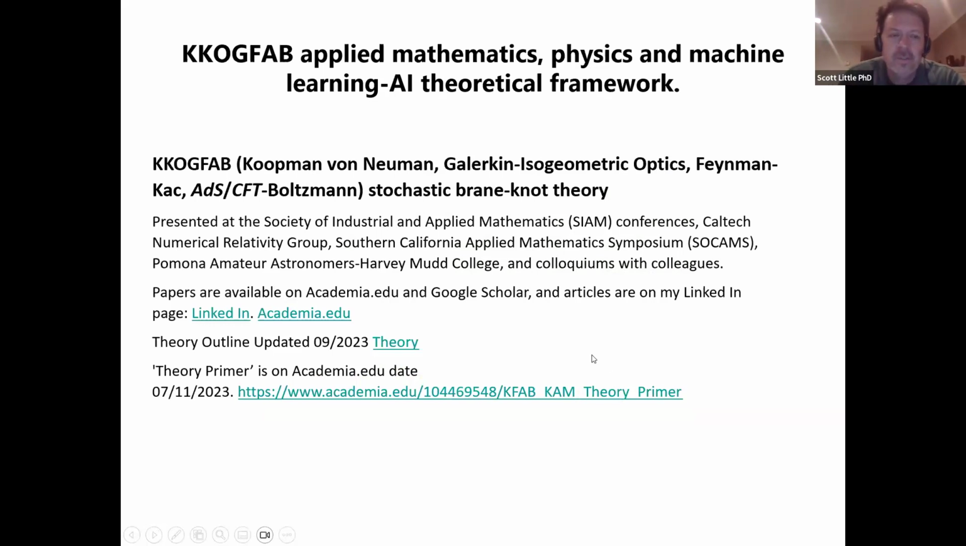So what I call CogFab, I just abbreviate it, is a mathematics, physics, and machine learning theoretical framework. And what does CogFab stand for? It's Koopman, von Neumann, Galerkin, isogeometric optics, Feynman-Kac, and AdS/CFT Boltzmann stochastic brain knot theory. I know it's a total mouthful. That's a word salad, but it actually hits on a lot of the different things that I've been talking about so far, and I'll get into a little bit of it in the few minutes remaining.